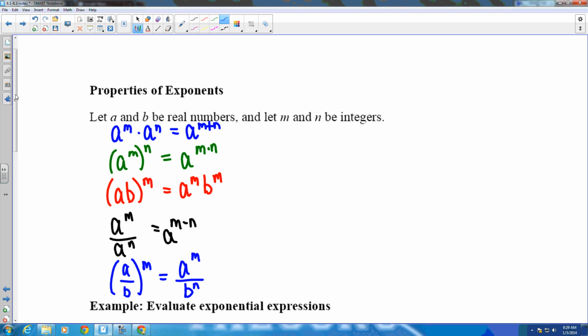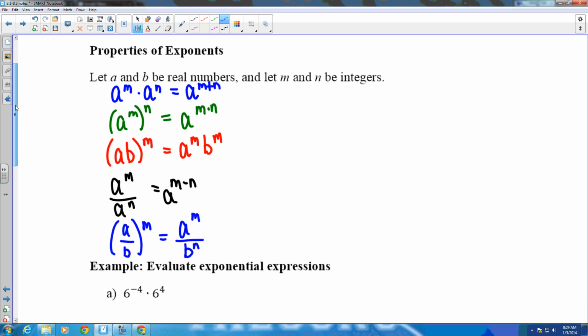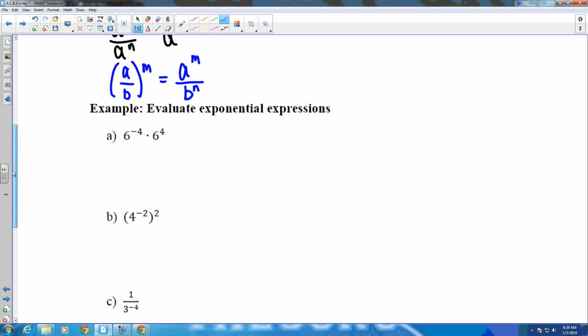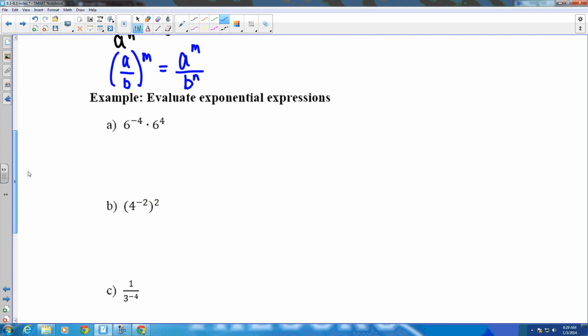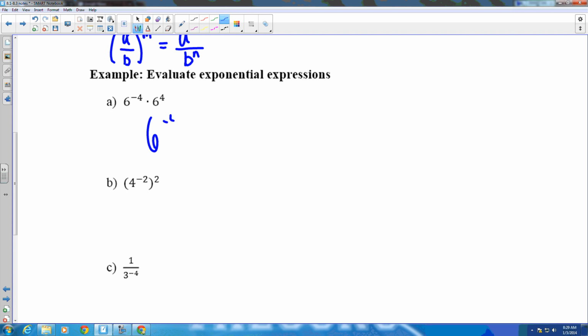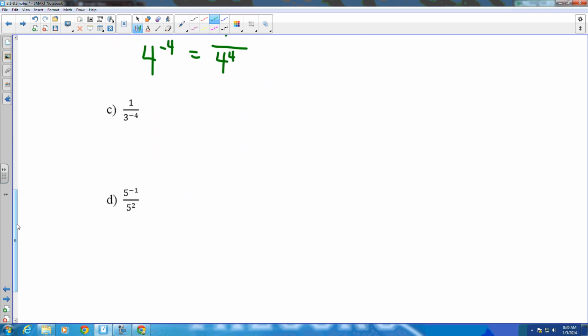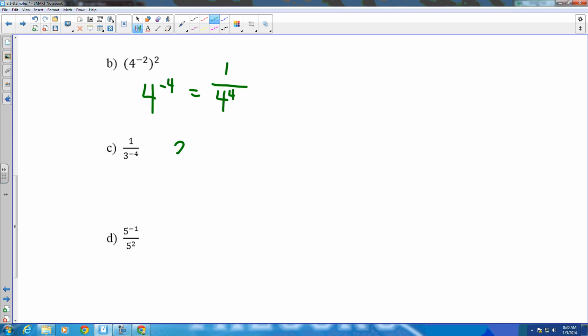Okay, so we just wanted to recap those since we are going to use them in the examples below, just to remember. A is our first one where we add the exponents. 6 to the negative 4 plus 4 is 6 to the 0. Everything to the 0 power is 1, we just learned. B, we multiply the exponents, so that's 4 to the negative 4. We can't leave our answer with negative exponents, so it's 1 over 4 to the 4th. C, if we start with a negative exponent on the bottom, we have to bring it up to the top, make it positive, so that's 3 to the 4th.